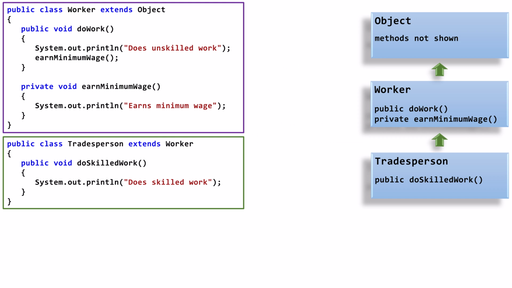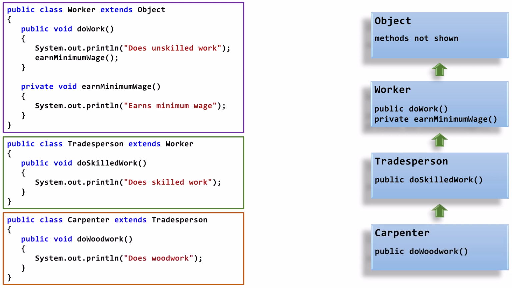Our next class is Tradesperson. Tradesperson is a subclass of Worker. Tradesperson inherits doWork, but will not inherit the private earnMinimumWage. Additionally, Tradesperson will add a new method, doSkilledWork. Our third class is Carpenter. Carpenter is a subclass of Tradesperson. Carpenter will indirectly inherit doWork, directly inherit doSkilledWork, and add its own method, doWoodwork.